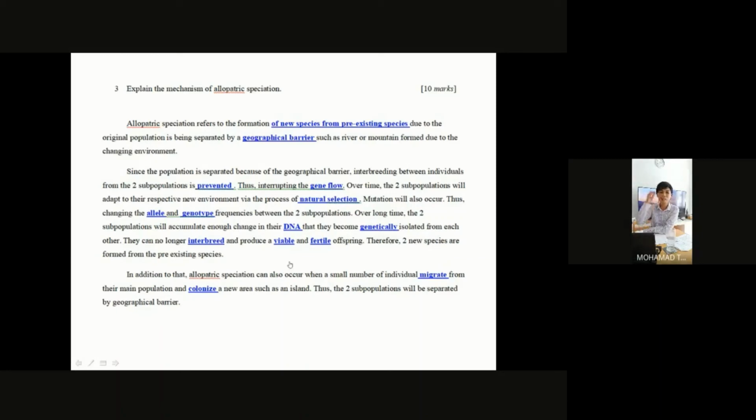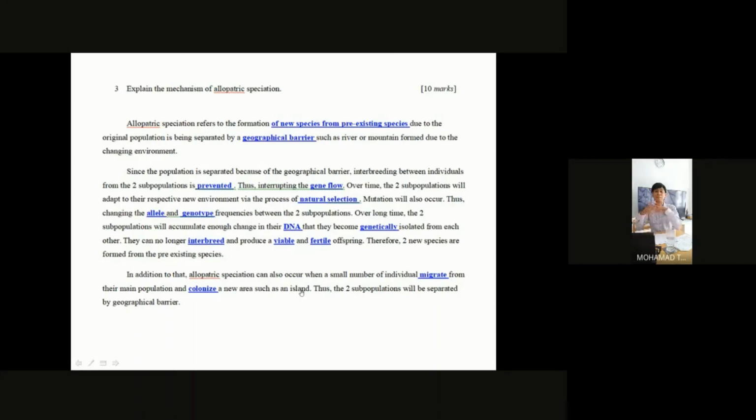Okay, alright. So tadi macam ni juga, population tersebut boleh terpisah, melibatkan geographical barrier. Selain daripada isolation yang ini, in addition to that, allopatric speciation, speciation yang melibatkan geographical barrier, can also occur when a small number of individuals migrate from their main population and colonize new areas such as an island. So ini adalah dalam genetic drift. Awak punya founder effect.